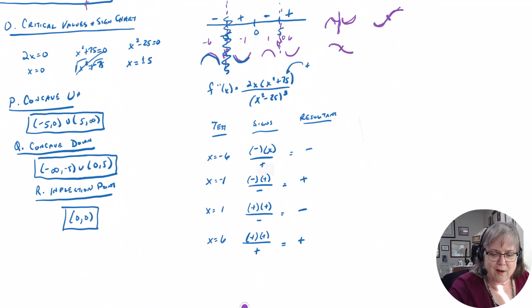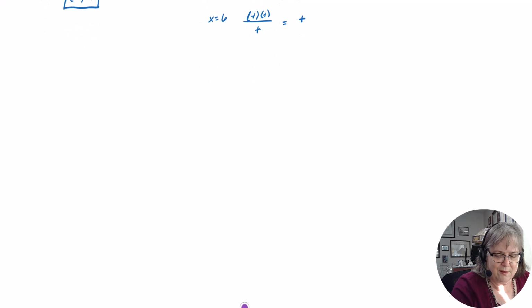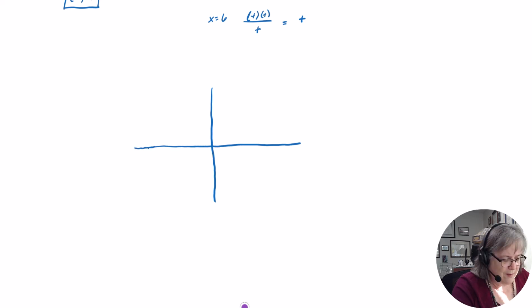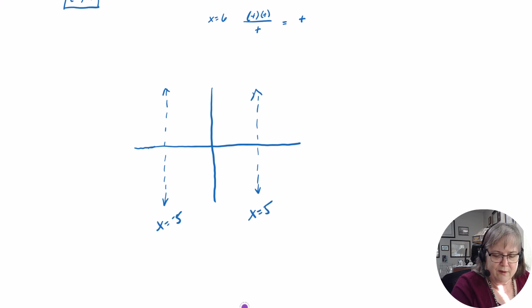Okay, and then here's my concavity. So here we go. Hopefully you've written this down. It won't do you any good really just to sit here and passively watch these videos. There's something about writing it that makes it stick longer in your brain. Okay, so here's my x = 5, x = -5.